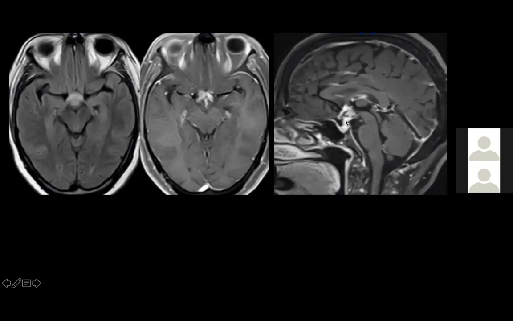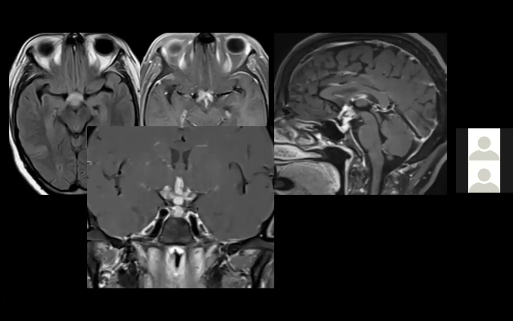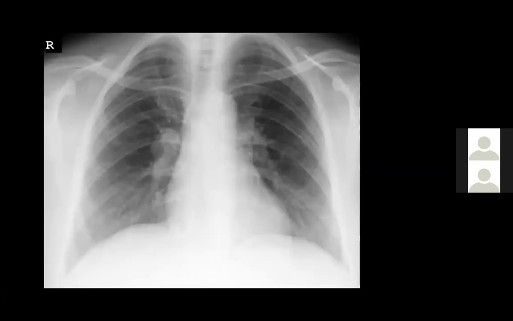You can see that there is thickening of the infundibulum. There is a lot of enhancement in the hypothalamic region, third ventricular region, and in the suprasellar region. The coronal image shows more of this enhancement in the infundibulum, optic chiasm, as well as in the hypothalamic region. This patient also had leptomeningeal disease on the surface of the brain. We also had an X-ray in our system, and we found that the patient has bilateral hilar lymphadenopathy.